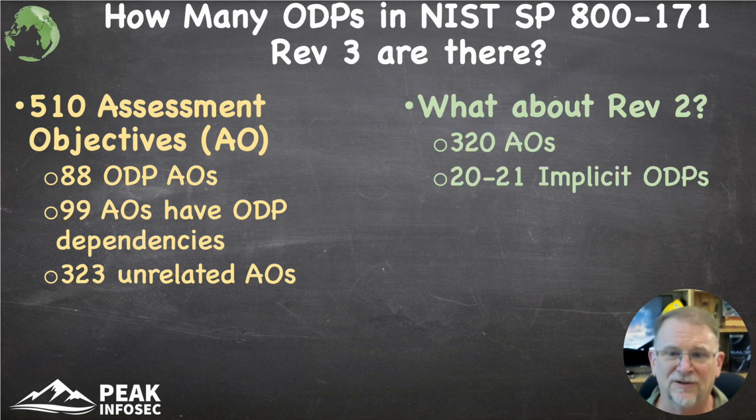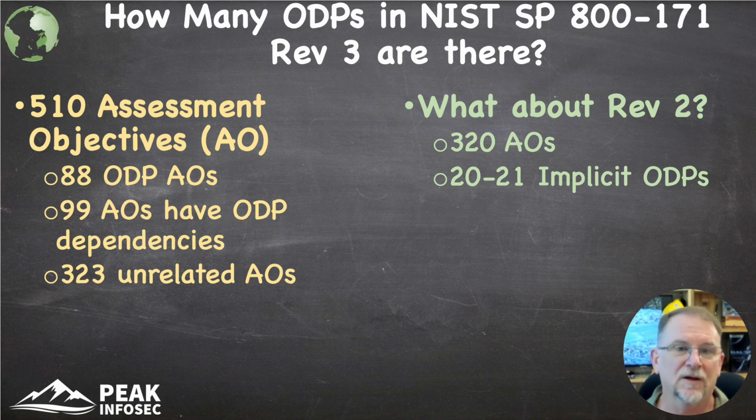Now, in comparison to Rev 2, out of those 320 assessment objectives, there are 20 to 21 implicit ODPs. There's one that surprisingly was not classified as an ODP. I probably would have done one.